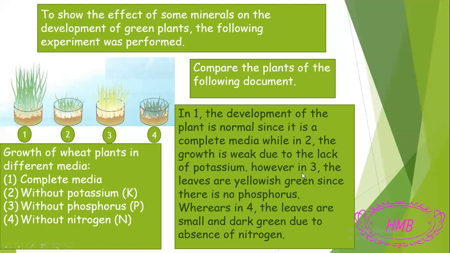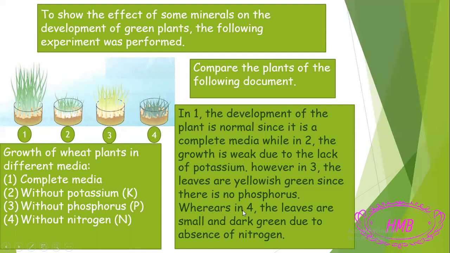However, we will continue. In medium 3, the leaves are yellowish green, meaning between green and yellow, neither green nor yellow. Why did I get this result? Because, or since, there is no phosphorus. In medium 3, we didn't put phosphorus. So the leaves, they were yellowish green.